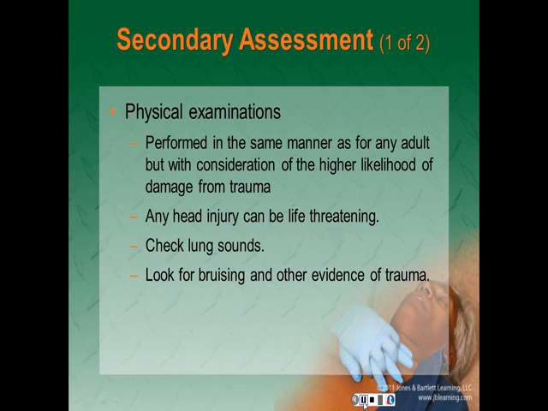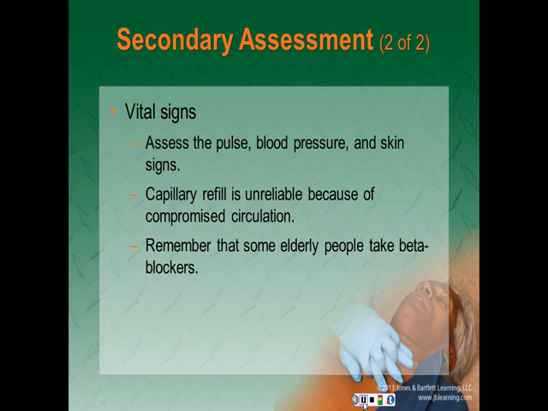Secondary assessment. During your physical exam, remember this should be performed on geriatric trauma patients in the same manner as for any adult, but with consideration of the higher likelihood of damage from trauma. Any head injury can be life-threatening in an older adult. When examining the chest, consider that breathing is normally impaired, and check lung sounds and look to see if there is any evidence of pacemakers or previous cardiac surgery. Decreased muscle size in the abdomen may mask abdominal trauma, and you should look for bruising or any other signs of traumatic injury.